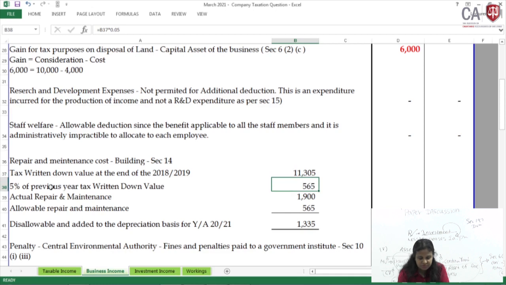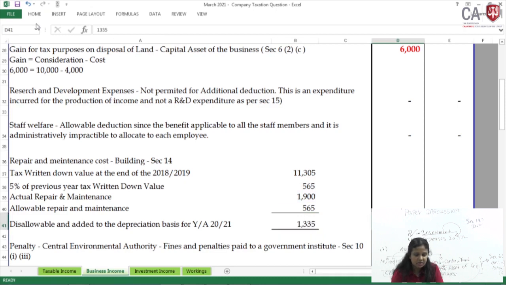Then 5% of the previous year tax written down value, from 11,305, 5%. Actual repair 1.9 million. Allowable repair and maintenance is restricted to 5%, which is 565. What is the disallowable repair, added to the depreciation basis of 2021? It is 1,335,000. Now it should be disallowed.